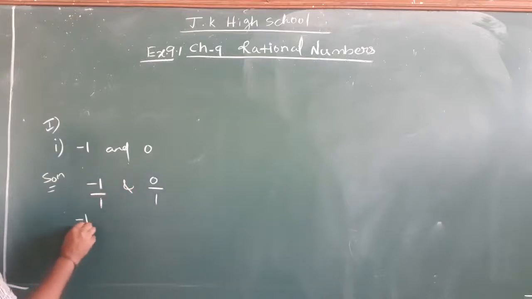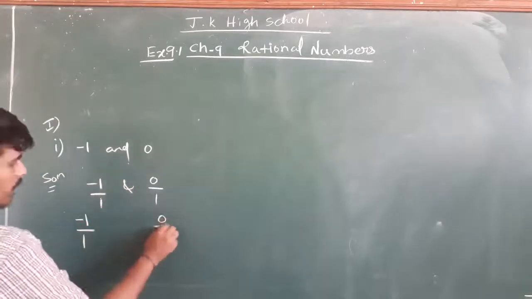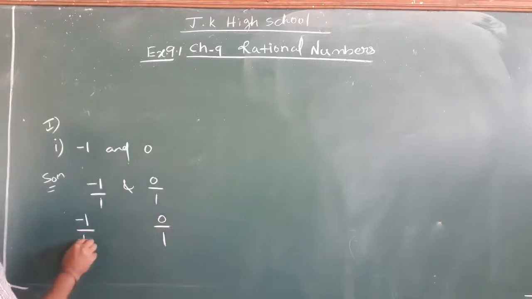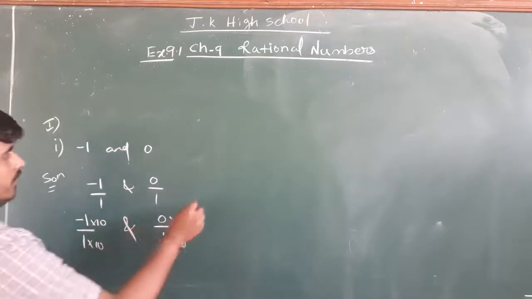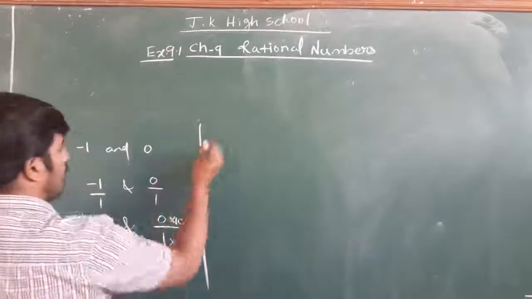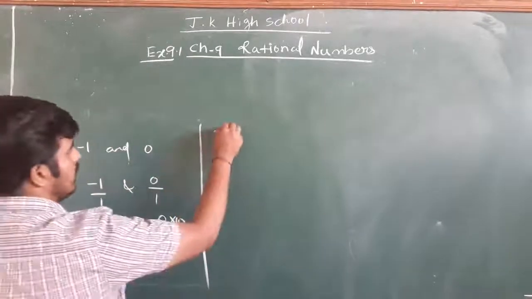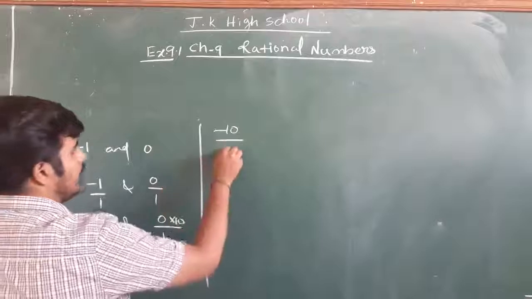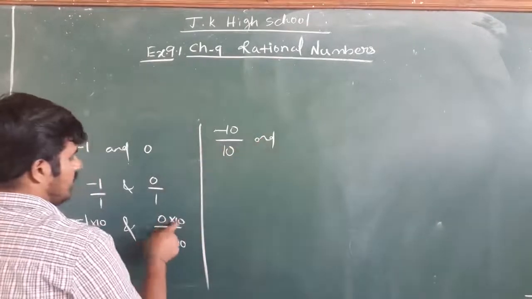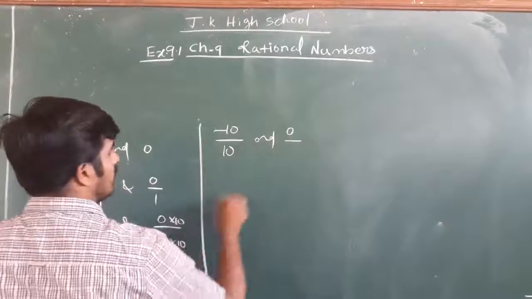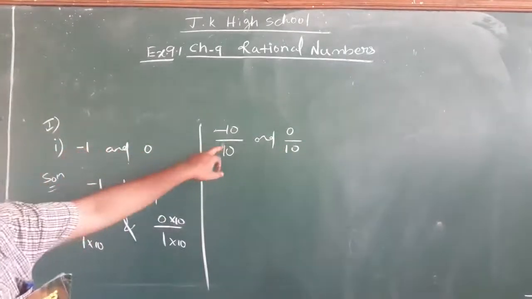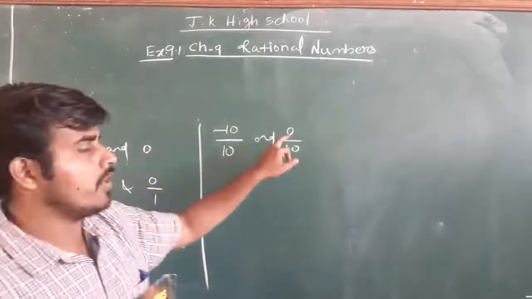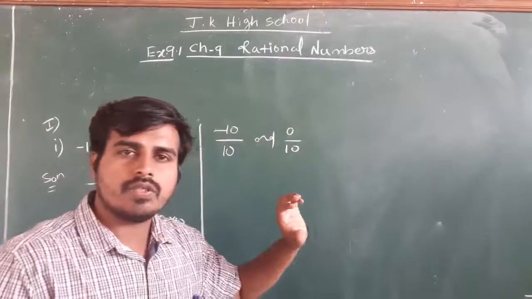So I will multiply by 10 everywhere: minus 1 by 1 and 0 by 1, into 10 by 10. Minus 1 into 10 is minus 10 by 10, and 0 into 10 is 0 by 10. The value is not changed. Minus 1 means minus 10 by 10, and 0 means 0 divided by 10. I am just changing the form.